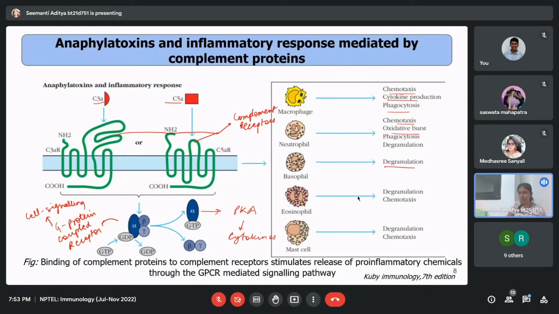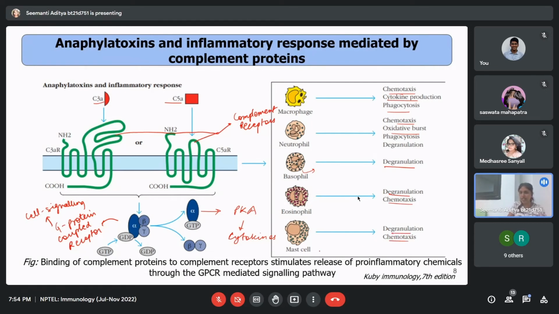Basophil helps in degranulation. What do we mean by degranulation? Any cells which have histamine and prostaglandins, these are pain mediators. So they help in releasing all of these histamine molecules from the basophil, and this helps in alerting the other cells in the vicinity to be careful that there is an infection in your body. Likewise, eosinophil is also associated with degranulation and chemotaxis. Mast cell is associated with degranulation and chemotaxis.